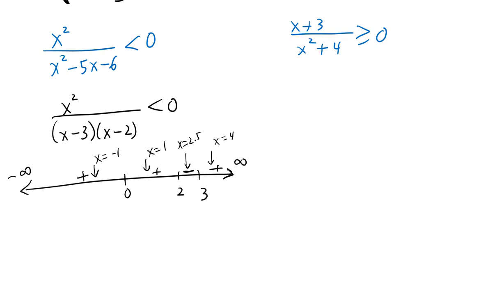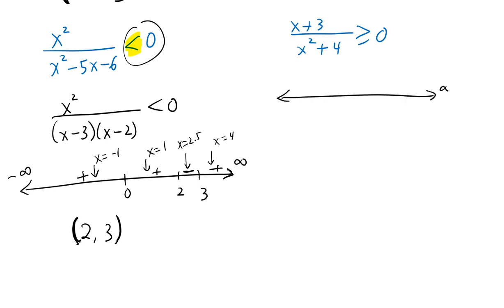So when is it negative? That's what the question is saying. Well, it's from 2 to 3. And notice both must be parentheses because the inequality given is only less, not or equal. So that would be the solution. How about the next one?